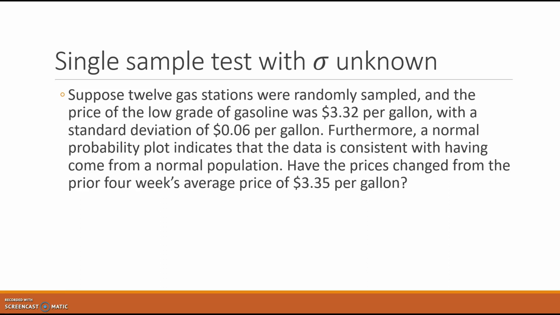How about a single sample test where we don't know the population standard deviation? 12 gas stations randomly sampled. Price of low grade was $3.32 a gallon. It was expensive. With a standard deviation of 0.6. So we looked at 12 gas stations. Okay. Furthermore, a normal indicates the data is consistent with having come from a normal population.